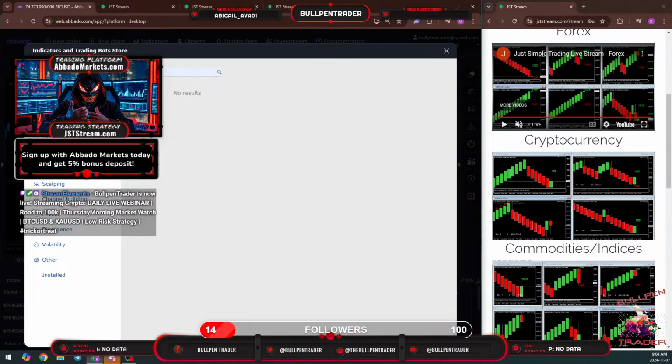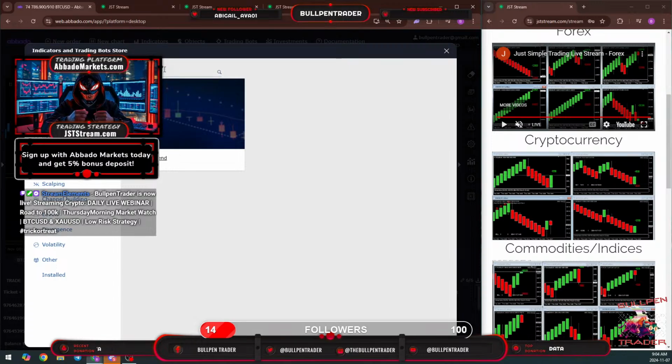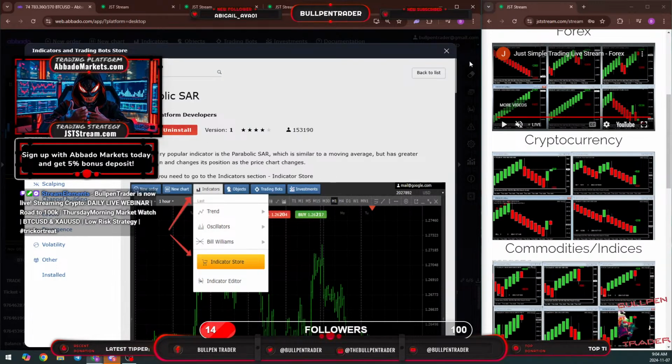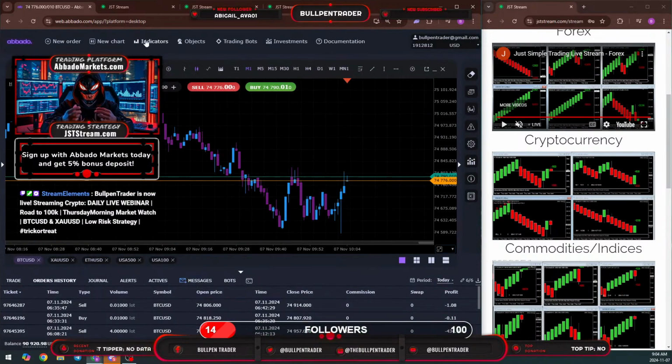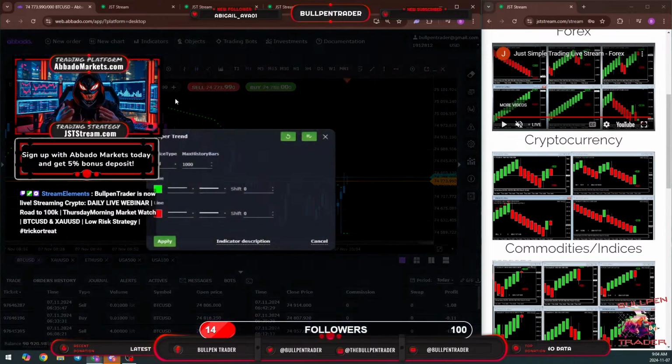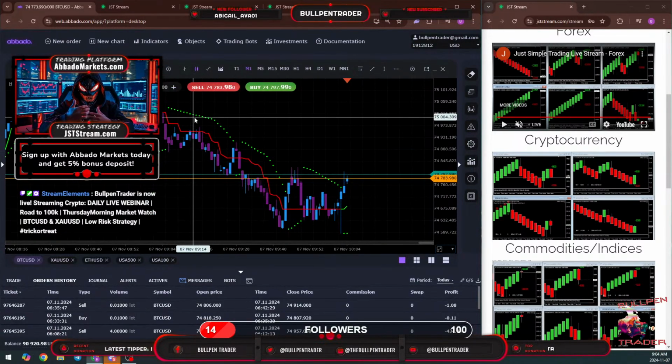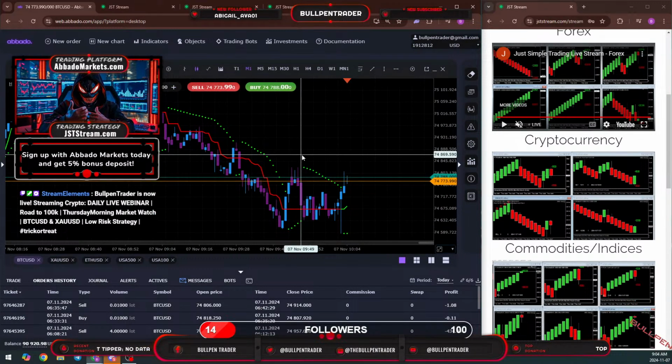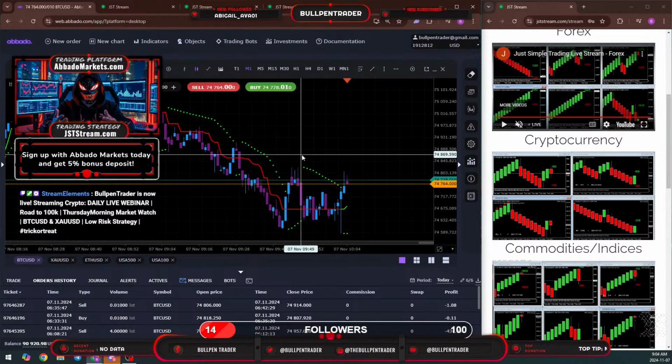Then what you're going to do is hit all, search for SAR. You're going to find the parabolic SAR right there. Boom, same thing, hit install. Now you're ready to go. Go to the indicators tab, parabolic SAR, default settings, apply it. Supertrend, default settings, apply it. Boom, we are ready to go. We're ready to cook up some amazing trades now.